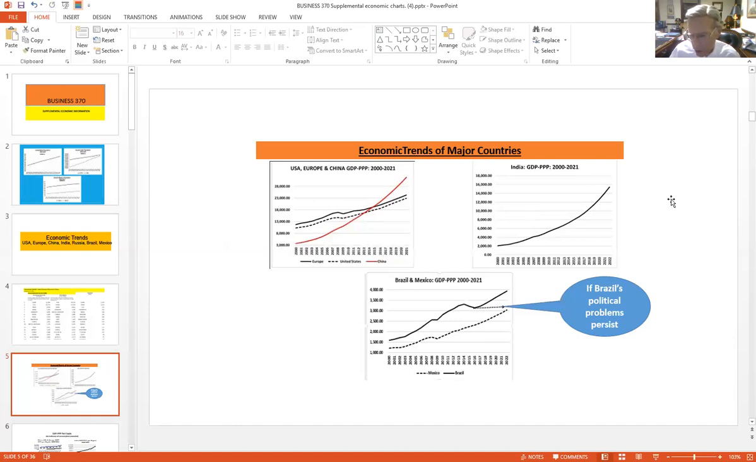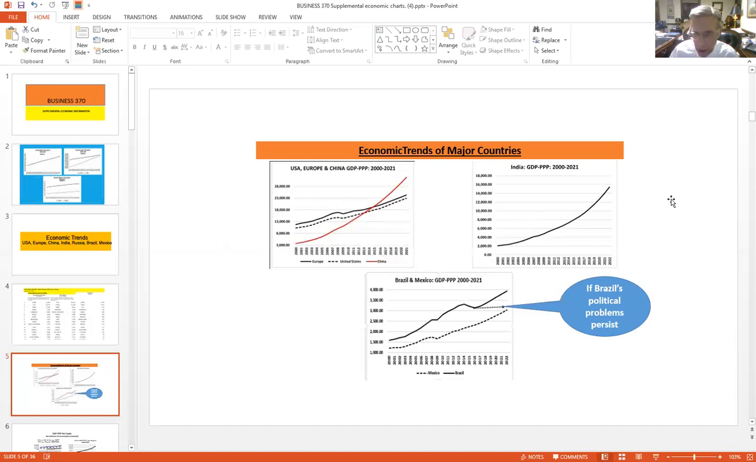And consequently, you can see what's happened to Brazil's GDP in recent years. It's dropped down. We see a forecast out to 2022 that was done some time ago by the United Nations, an agency of the United Nations.